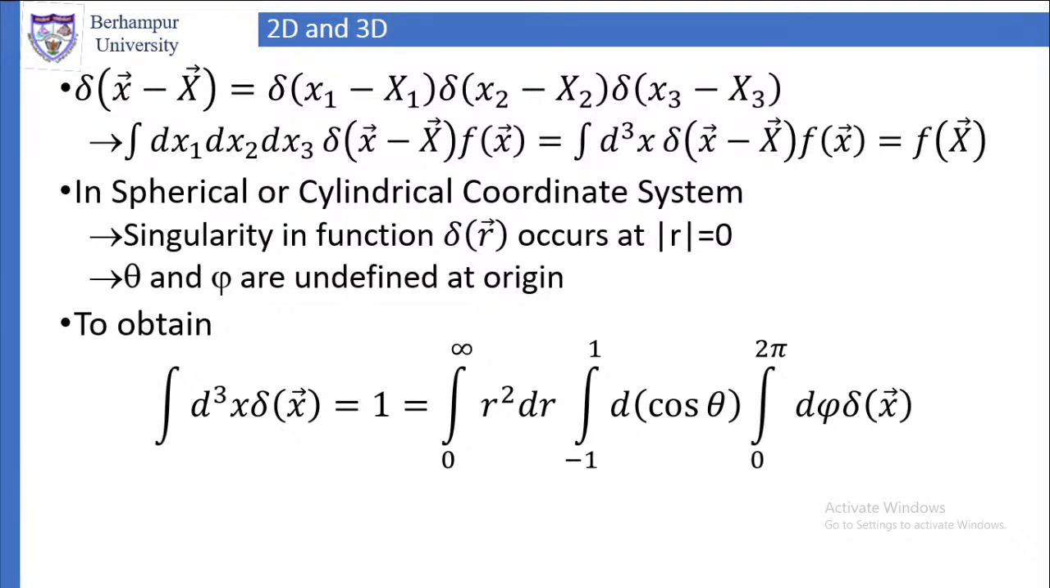Now to obtain, integration d^3x delta(x) is equal to 1. So the integral of d^3x delta(x) in 3 dimensions, you can write as integration from 0 to infinity r square dr. For d^3x you can write this way: d^3x is equal to r square dr, then d phi, then sine theta d theta. So sine theta d theta is d cos theta. So integration 0 to infinity r square dr, integration minus 1 to 1 d cos theta, integration 0 to 2 pi d phi, into delta(x). Now let us evaluate and see what we are going to get.